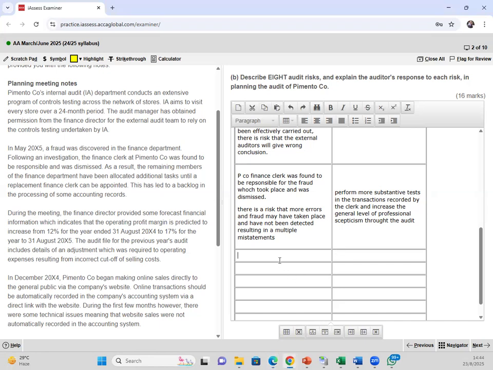Always remember, we start with the indicator. So the indicator, we can say that the profit is expected to increase.